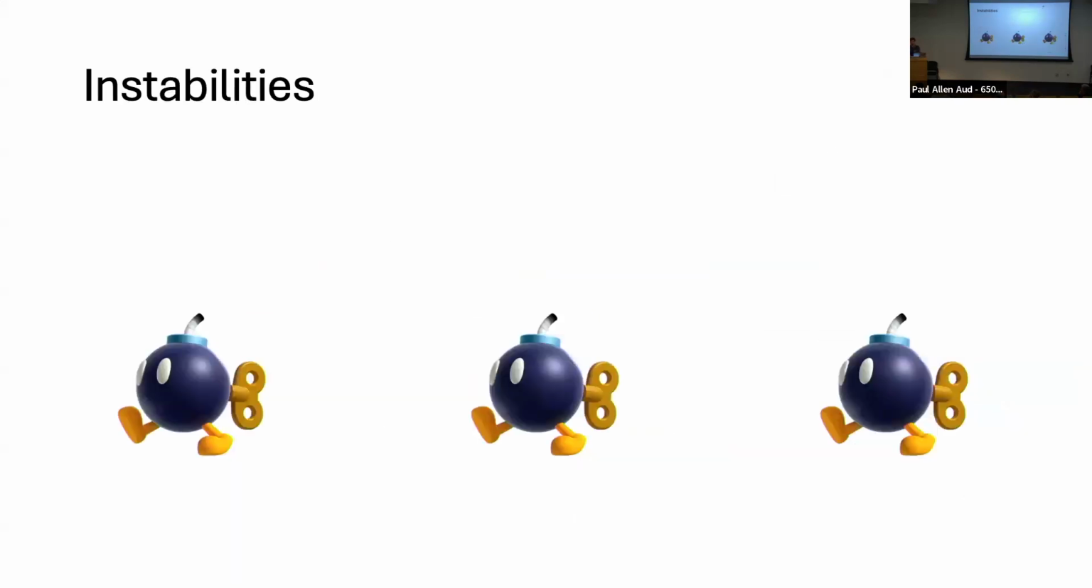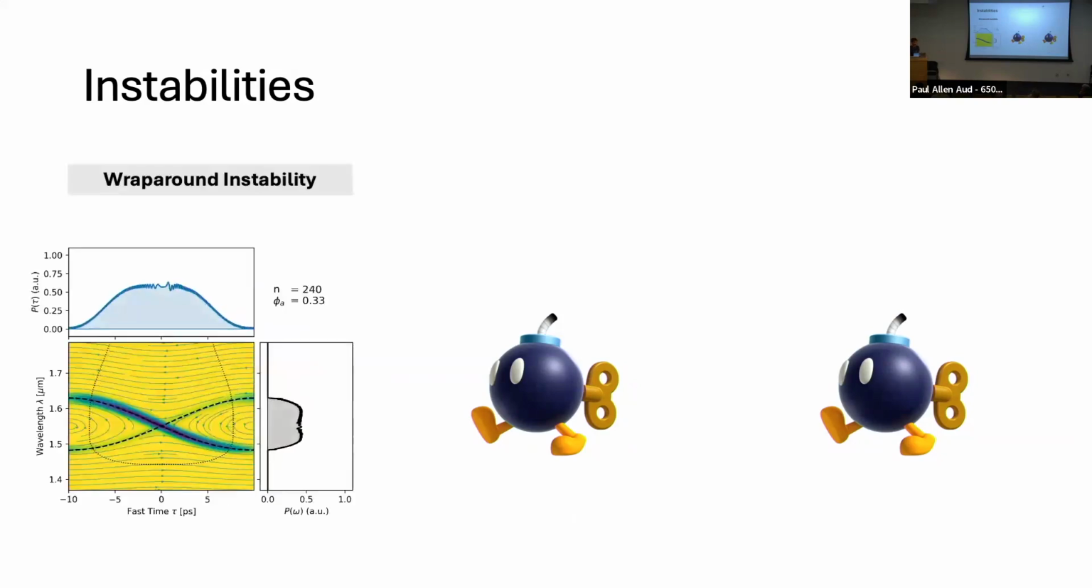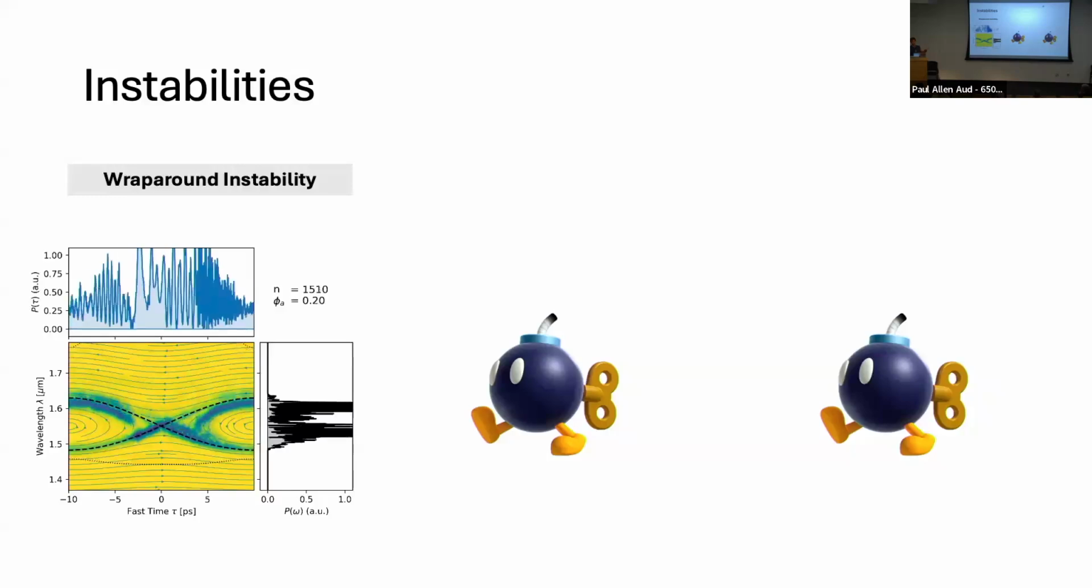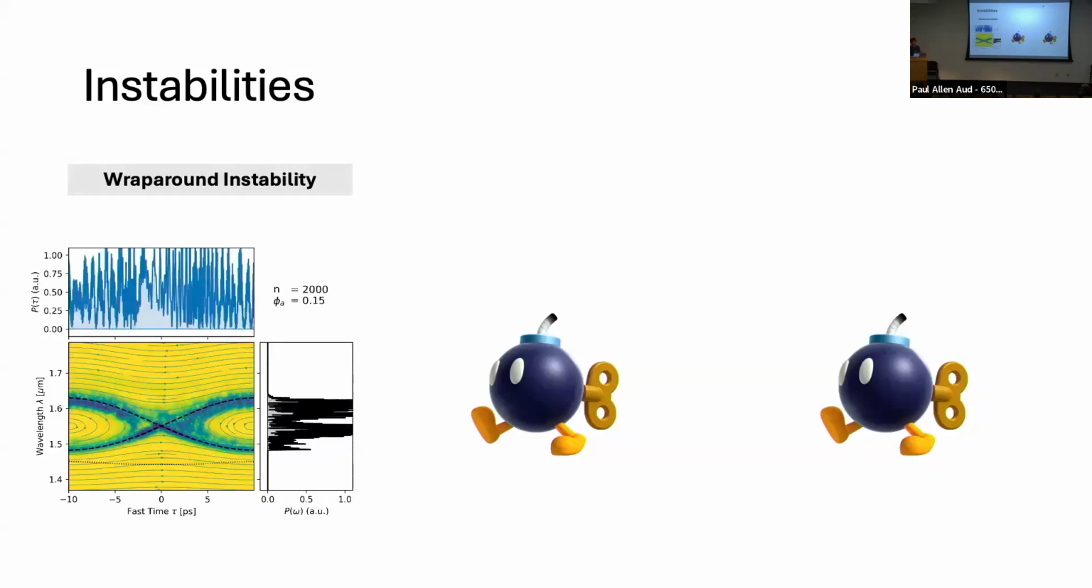So the previous case involved stable comb operation. The comb operation requires navigating a minefield of instabilities, each of which places constraints on the device. For example, let's say you wanted to get rid of the amplitude modulator. Then bang, you'll hit something called wraparound instability, which happens when the tails of the pulse wrap around the cavity, leading first to fringes and then outright chaos.